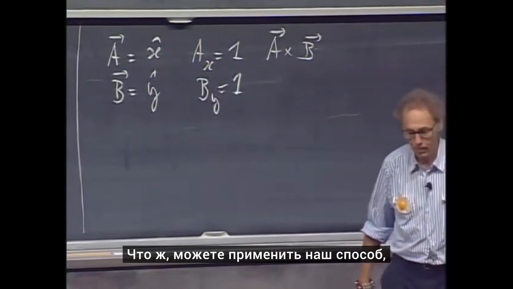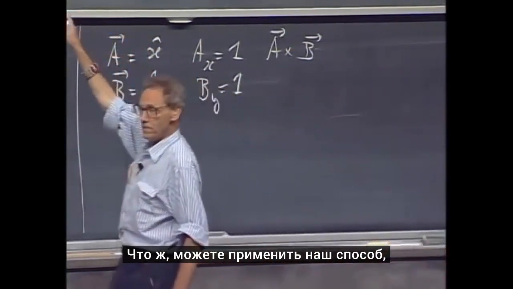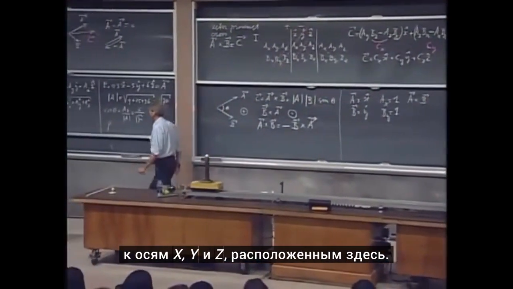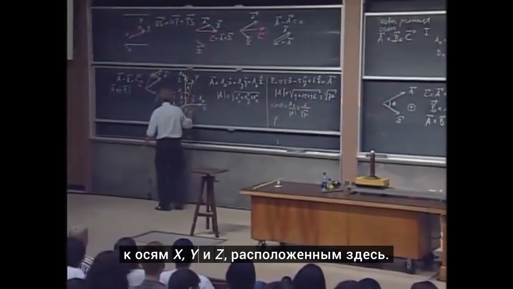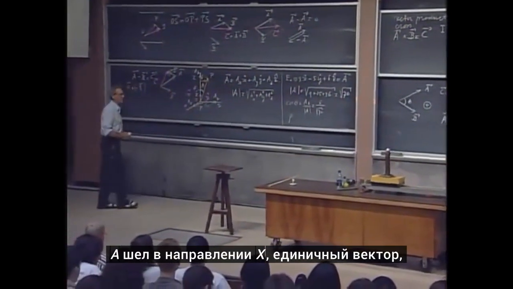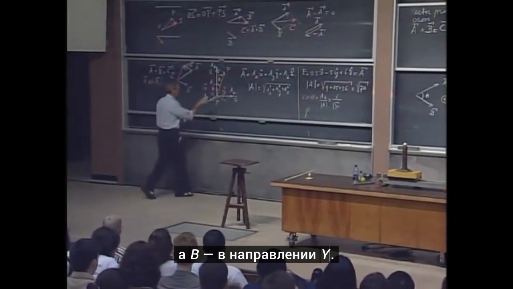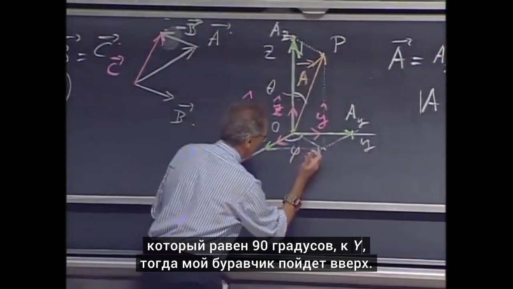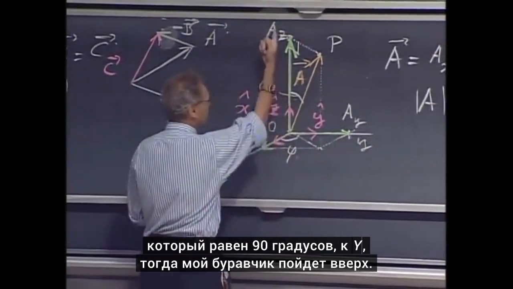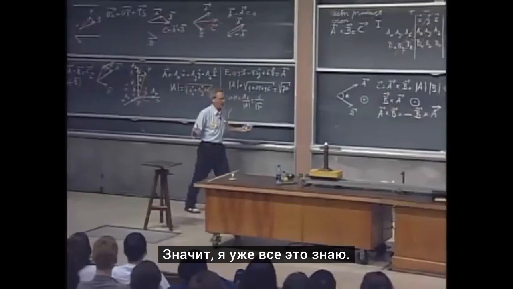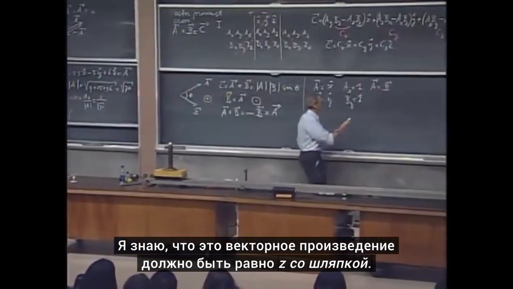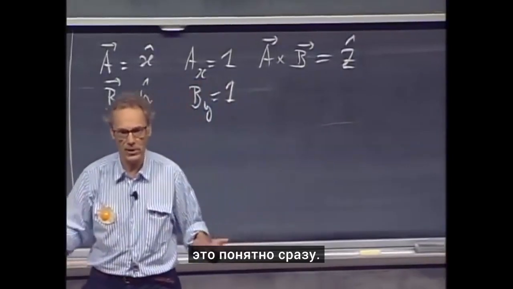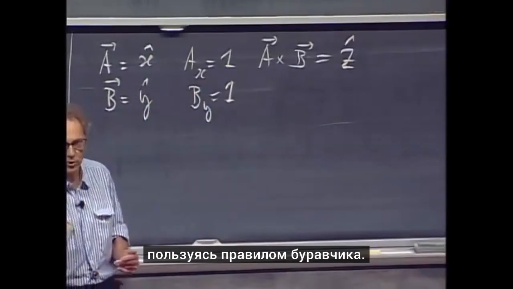Well, you can apply that recipe, but it's much easier to go to the x, y, z axis that we have here. A was in the x direction, the unit vector, and B in the y direction. I take A in my hand, I rotate over the smallest angle, which is 90 degrees, to y, and my corkscrew will go up. So I know the whole thing already. I know that this cross product must be z roof. The magnitude must be 1, that's immediately clear, but I immediately have the direction by using the corkscrew rule.